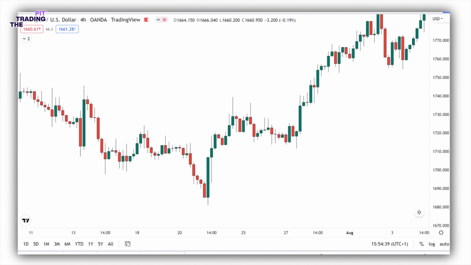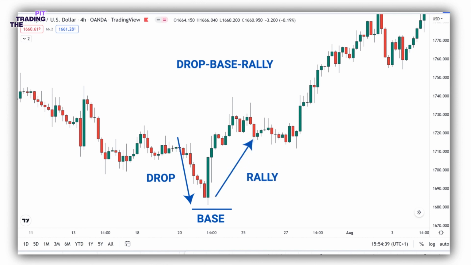The third chart example is the drop base rally. We have a bearish drop, then a base, then an upward rally. These zones form when the market reverses from a downtrend to an uptrend. It always forms a demand zone in the market.